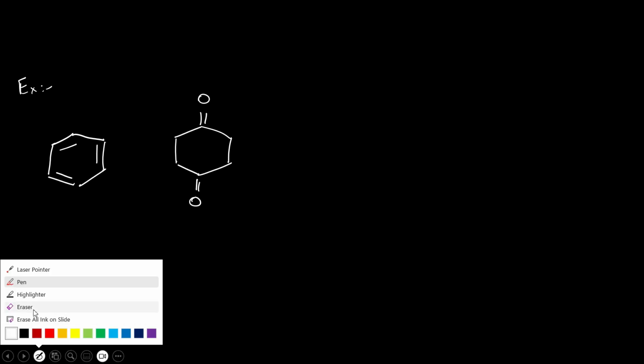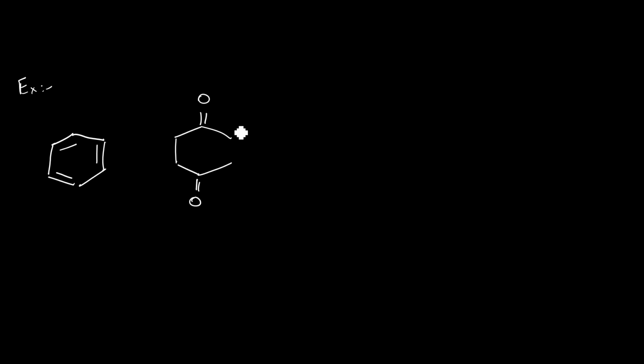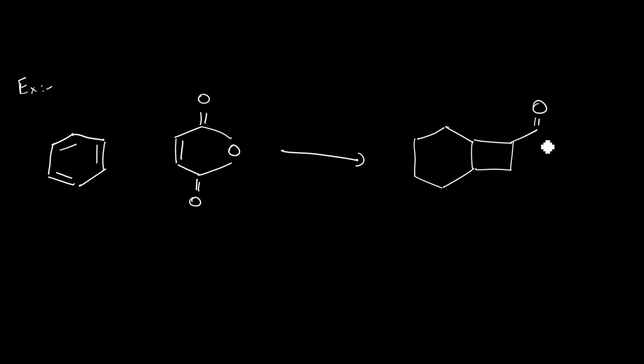Let's take another final example. Here the two reactants are benzene and this one. The product will be kind of like this. If I give you these two reactants, I hope you can propose a particular product by now. I hope you have that experience by now. So this is the product we have.